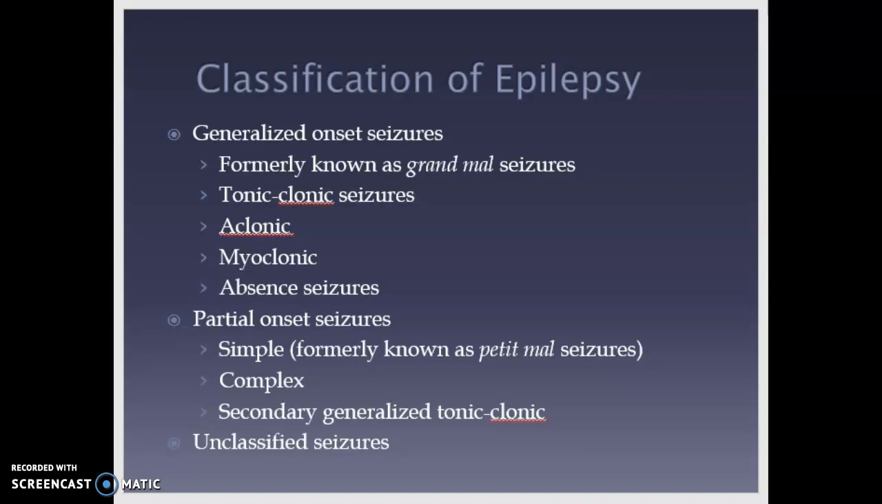These were formerly known as what we would call psychomotor seizures or temporal lobe seizures. They have sensory, motor, or autonomic symptoms, and so there's not usually a total loss of consciousness, but there's a brief period of confusion and somnolence that can follow the seizure.